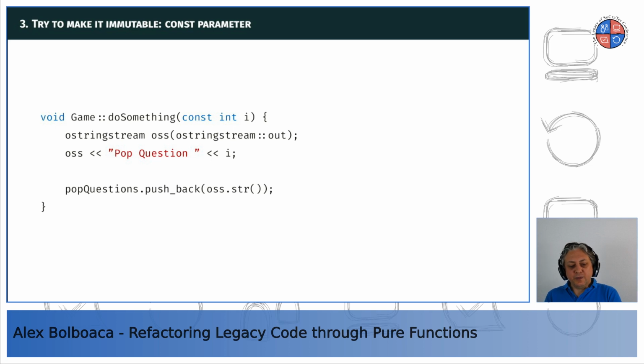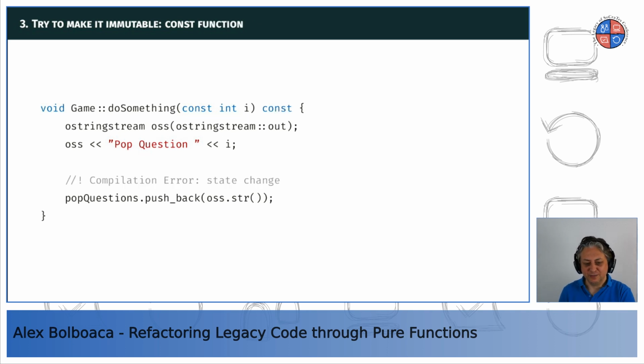And then you try to make it immutable. So I have added a const keyword on the I thingy, and this doesn't lead to any compiler error. This means that nobody changes I. And the compiler is telling me this. Of course, I could read that, but I don't want to. I want a tool to tell me that.